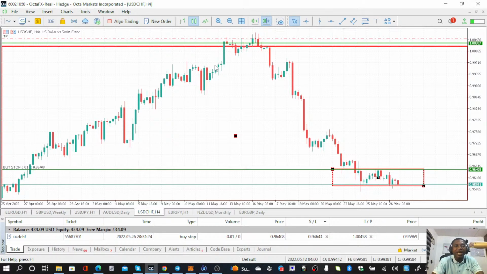Now, the green candle means that the market is bullish, right? It's going up, bullish. The red candle means that the market is going down, bearish. All right, that's what it means.